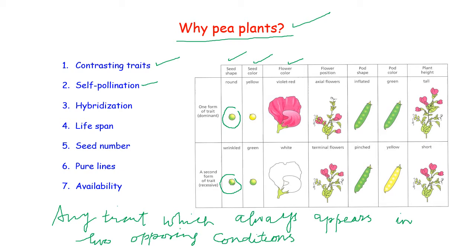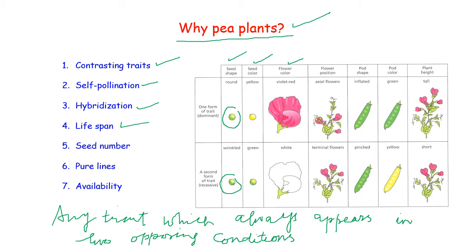Then the next point is the lifespan. The lifespan of pea plants is very short. They complete their life cycle in a short period of time, so you can carry out many experiments on them. If you carry out experiments on a plant that completes its life cycle in years, it will be very difficult to repeat the experiments and analyze the results again. So when a plant has a small lifespan, you can carry out experiments in replicates. You can have several repetitions of your experiments to confirm your results.